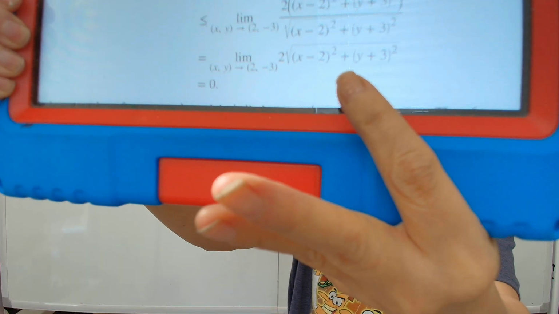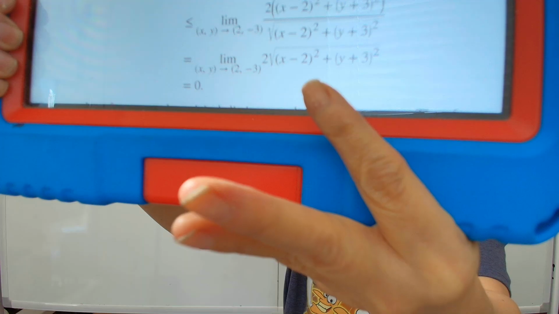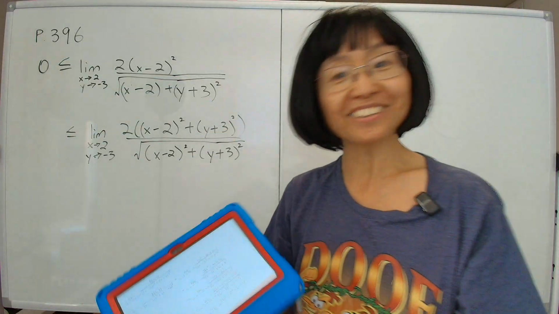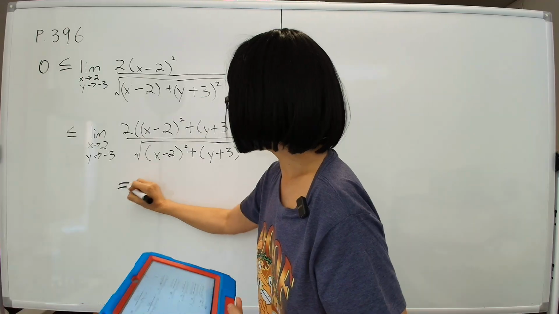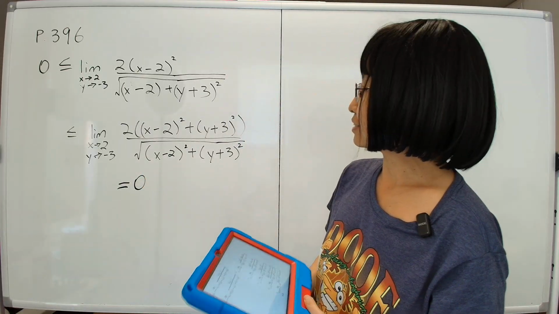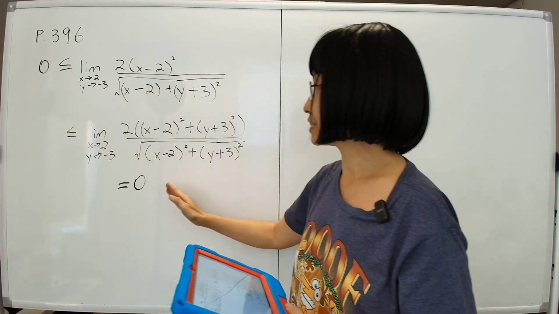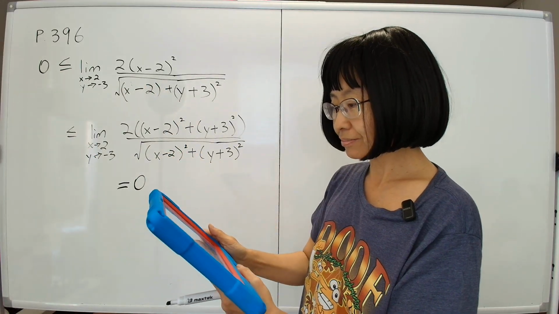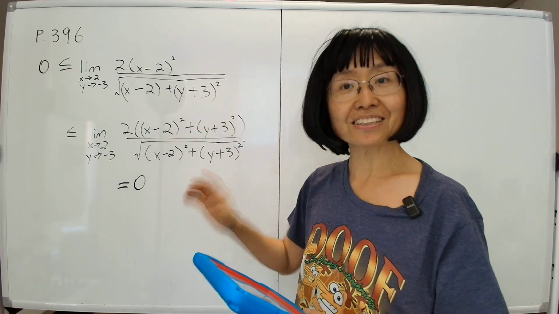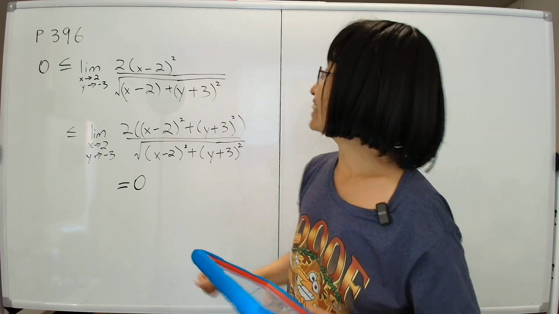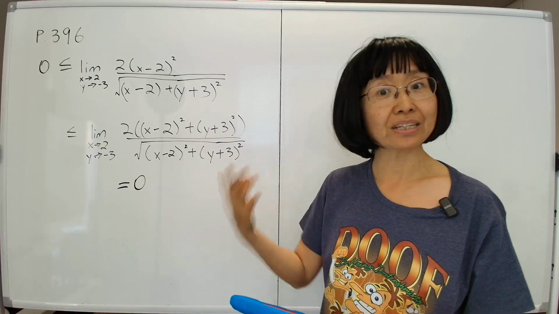At this point, we let x go to 2 and y go to negative 3, and therefore this whole thing goes to 0. So this is equal to 0. Now, if it goes to 0, and it's bigger than or equal to 0 to start with, that means the original limit before we added it has to be equal to 0. It's the squeeze principle, right? And that is the neat trick that your book used to prove that the error goes to 0.